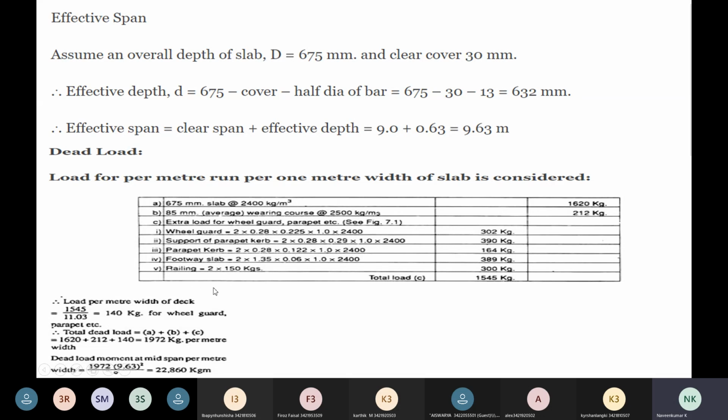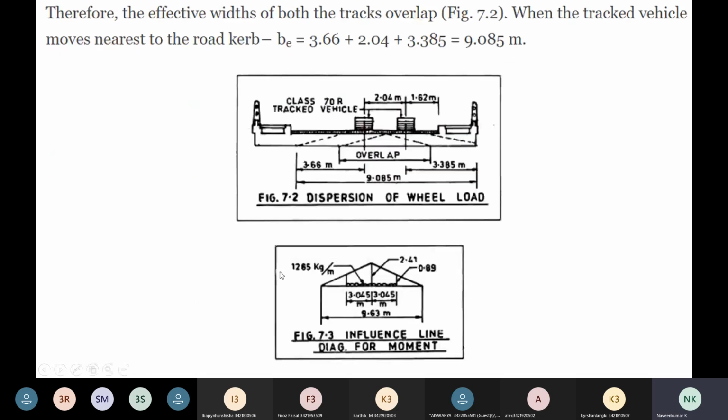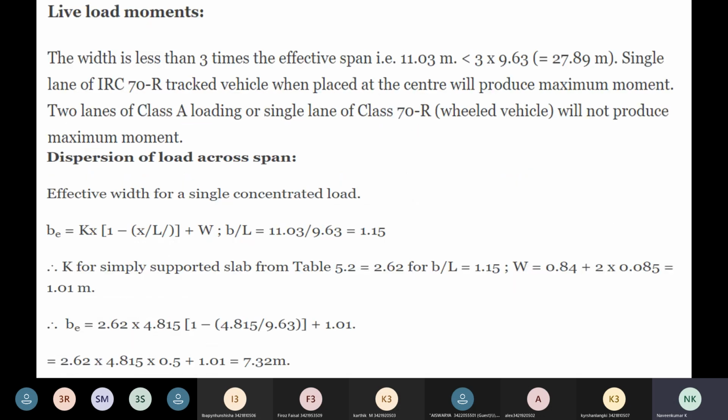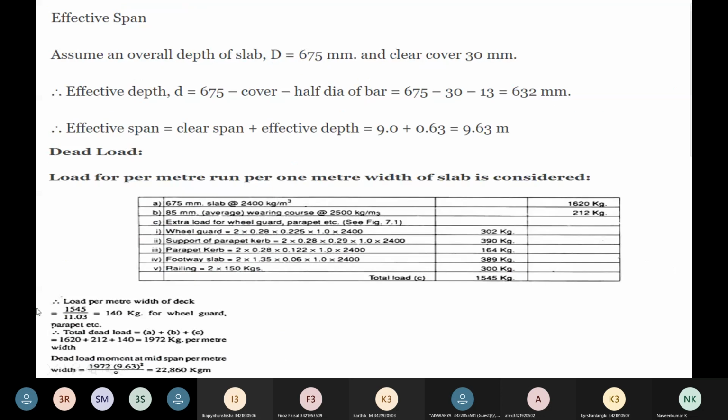For example, rails. I'll show what the rails are. One second. The footpath is there, and this element is called rails. What is the weight of the rail? They install the rail directly as a precast element, so the weight is ready-made. The weight of one rail is 150 kgs. We provide two rails on both sides, so 2 into 150 kgs gives 300 kgs. In total, the load due to the elements above the solid slab is 1545 kg.